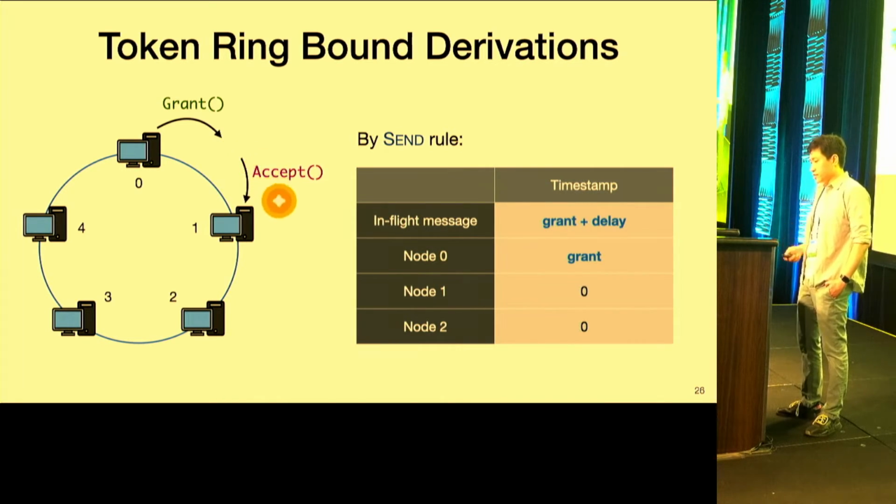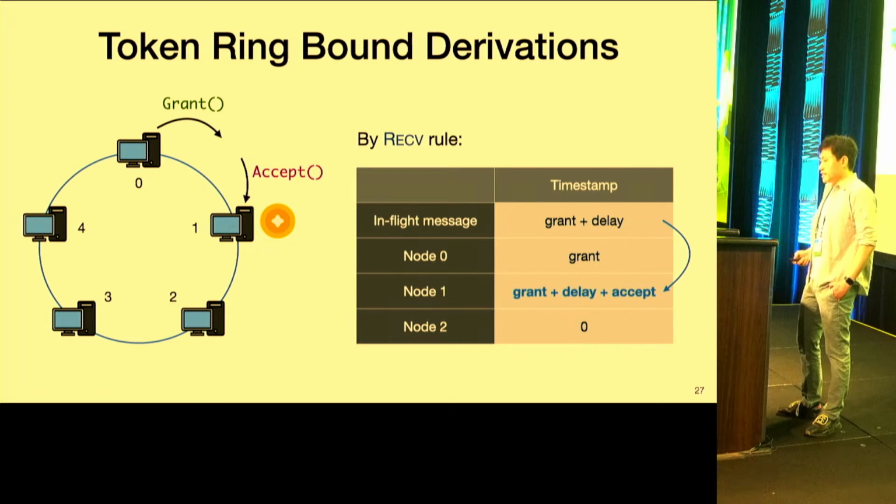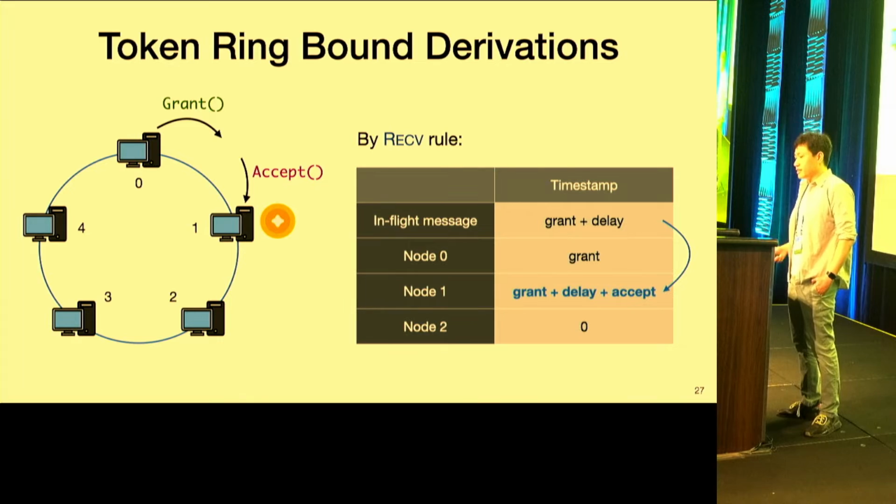Next, node 1 accepts the token. By the receive rule, node 1 is updated to the max between its local timestamp and the incoming message, plus the time it takes to run this accept procedure.